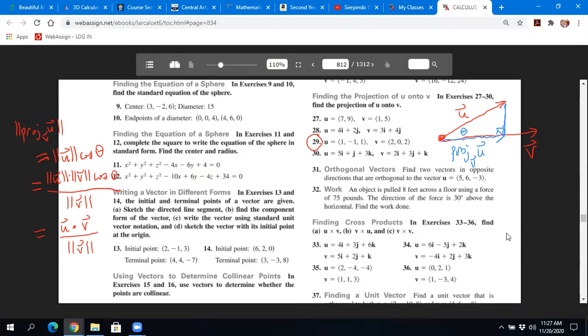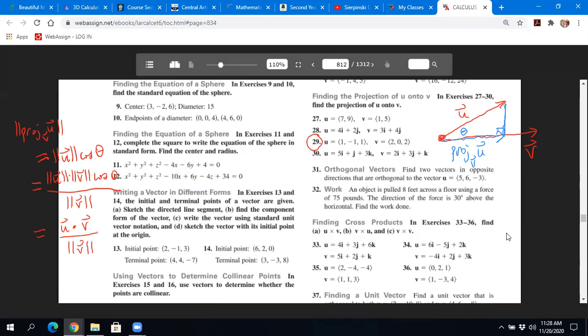How do I get a vector out of this? How do I get a vector of that length in the direction of v? Do you remember how we do that? How do I get a vector of this length in the same direction as v? What would I do with this number? This is just a number. The unit vector in the direction of v, yes.